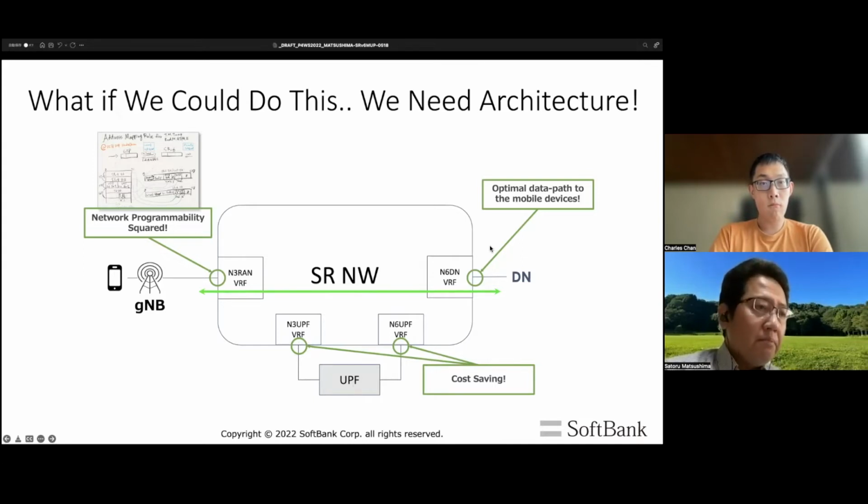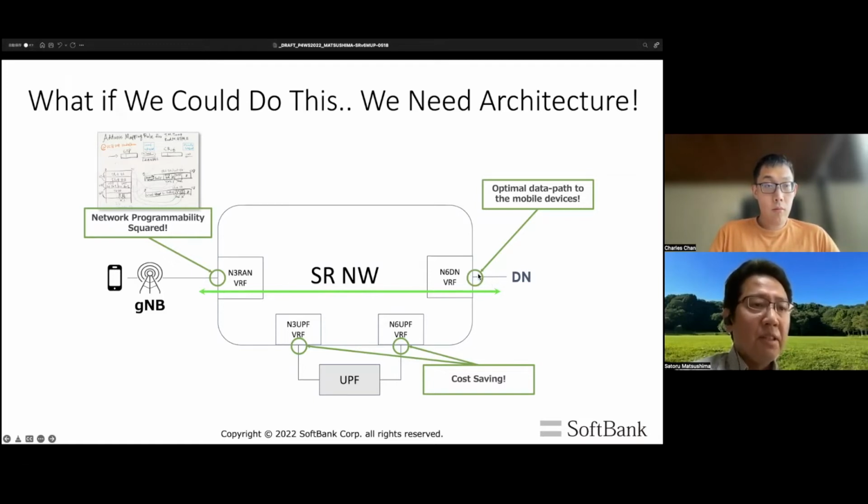To achieve this optimized path and cost saving, we found that network programmability is required in that place. If we successfully implement in the network the GTP SRv6 data translation, we can achieve that optimized packet path. When we introduce this function in this place, the optimal data path is supported from the other side of the network.